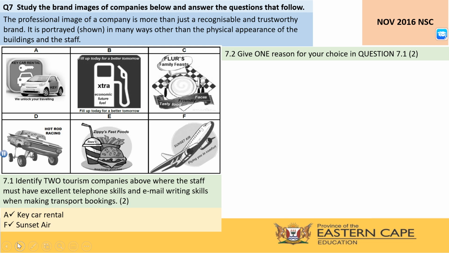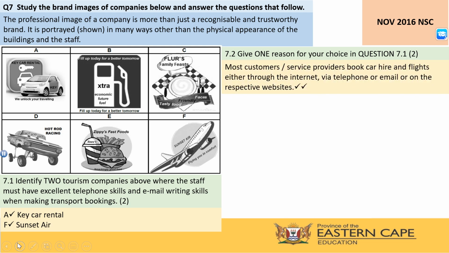let me give you the answer. I hope you were right. Most companies or service providers book car hire and flights either through the internet, via telephone, or email on the respective websites. So there you have the answer. You are looking specifically at transport companies here, and linked with that, those transport companies that use the internet or the telephone to make bookings.